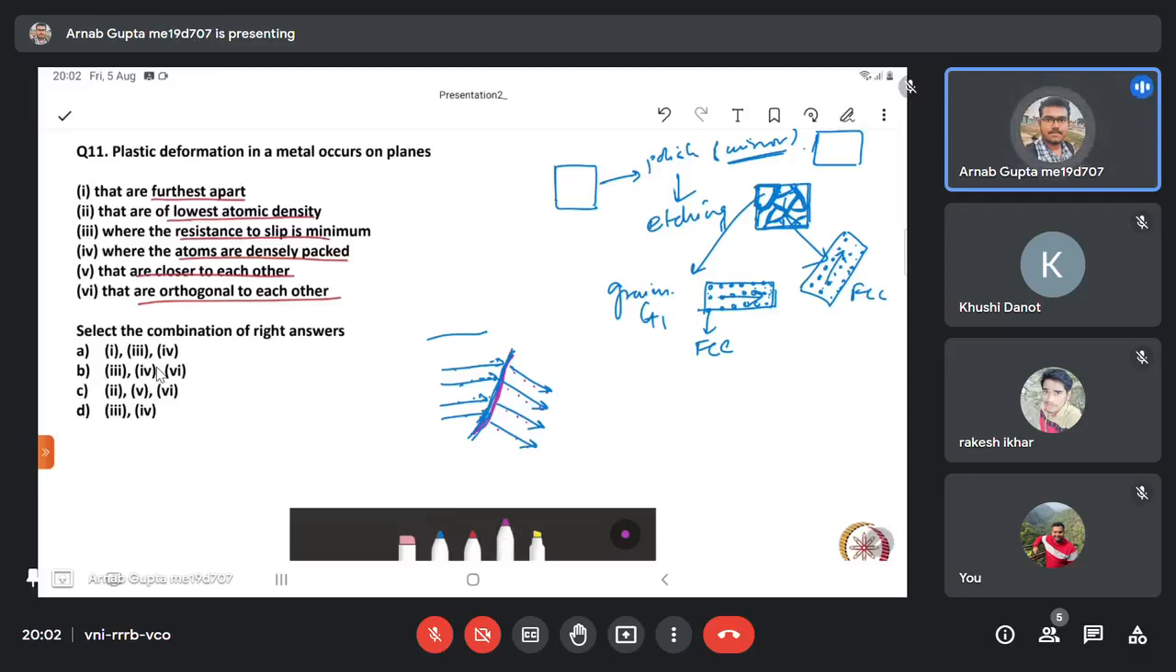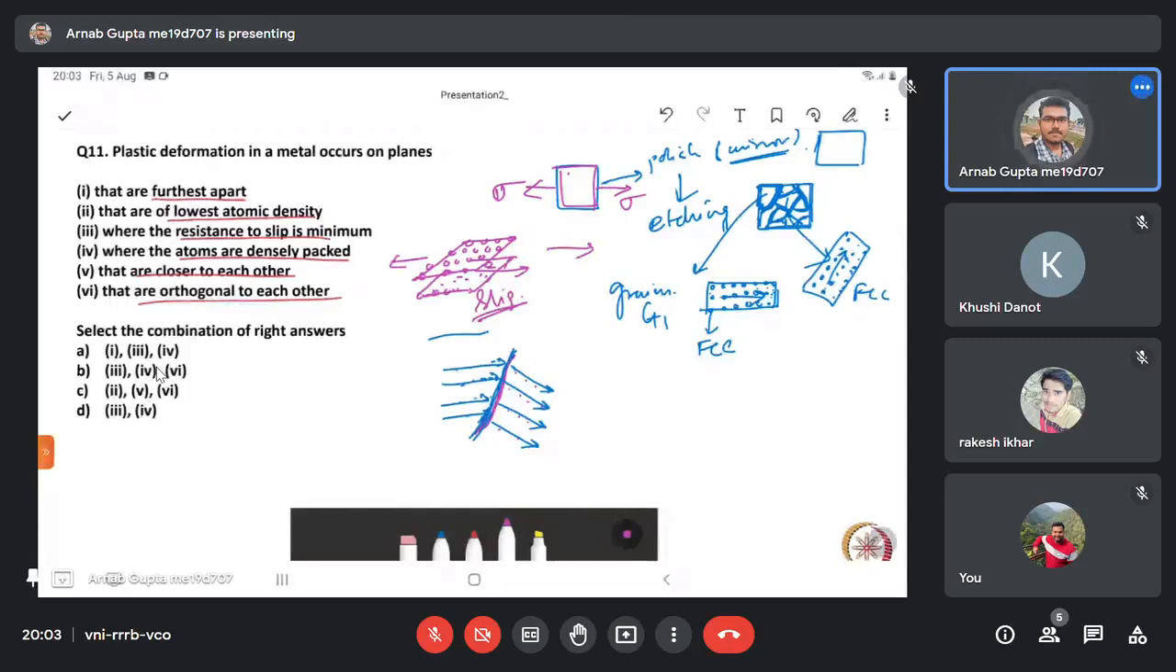So what is plastic deformation? When this particular material is loaded, the atoms will tend to move along. Suppose this is one plane of atoms, and this is another plane of atoms. Due to this load, these planes of atoms will try to glide over one another. This phenomenon is called slip. Slipping, rather.